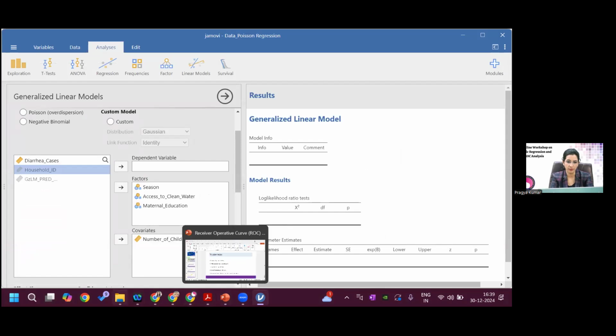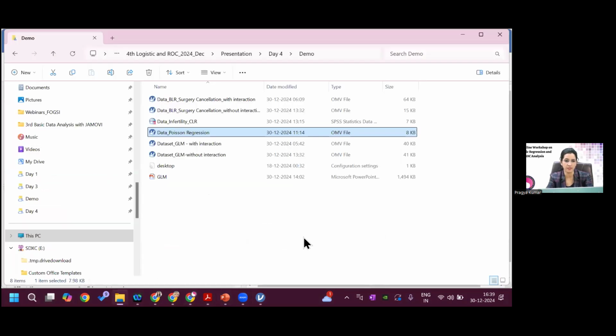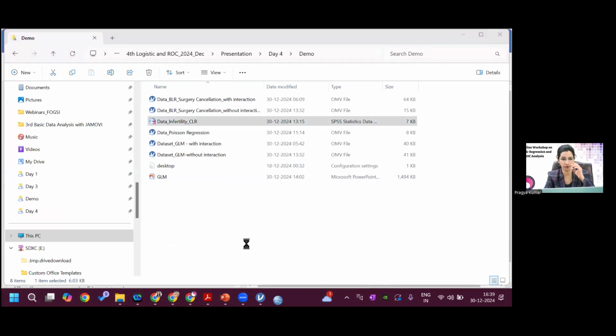Now coming to conditional logistic regression. Those of you who know about matched pairs: it is generally done in a case-control study where there is a matched pair. What do I mean by that? If you have selected one case, then against that case you have selected the control. The ratio can be 1:1 or 1:2, 1:3; maximum we take up to 1:4.